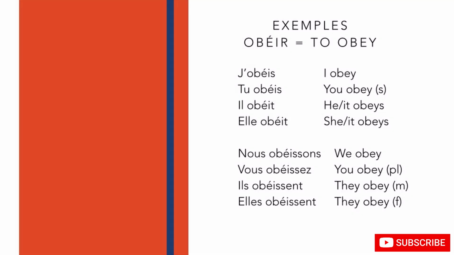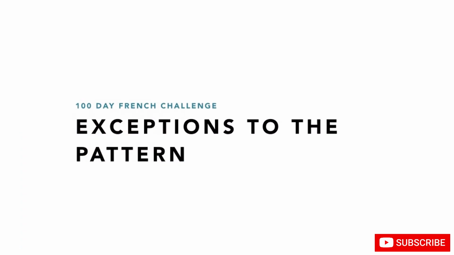And then another example is obéir, to obey. J'obéis, tu obéis, il obéit, elle obéit, nous obéissons, vous obéissez, ils obéissent, elles obéissent. So of course there's some exceptions to the pattern.